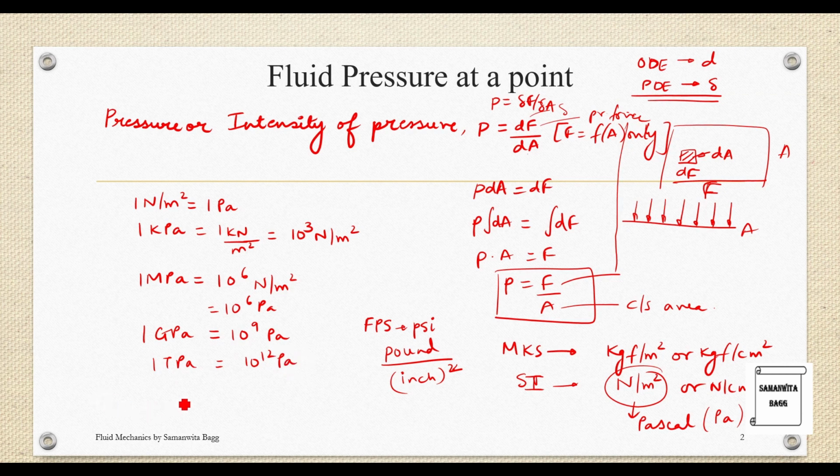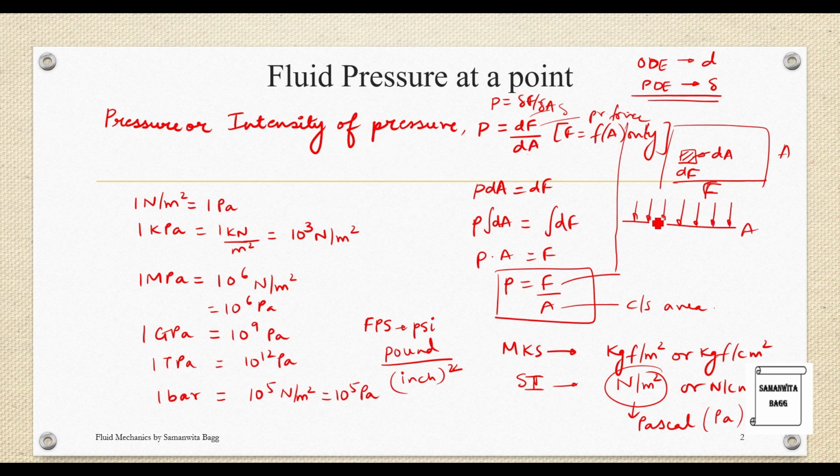Also, another important unit is 1 bar. Bar is an important unit of pressure which is used in pressure measuring instruments. So 1 bar is 10 raised to 5 Newton per meter square, or we can say it is 10 raised to 5 Pascal. So this is all about the concept of fluid pressure at a point.